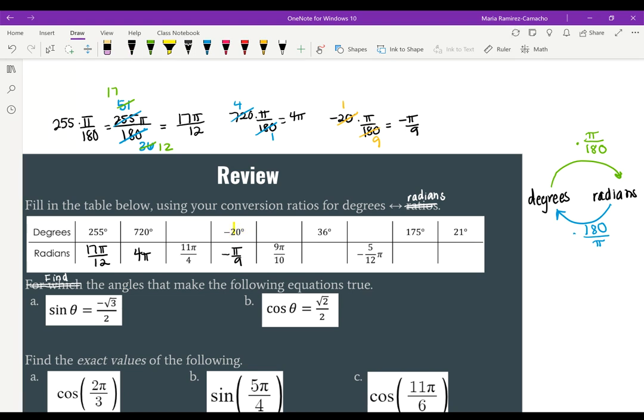Okay. Next up is 36 degrees. 36 times pi over 180. 36 goes into 180 5 times. So this is pi over 5.